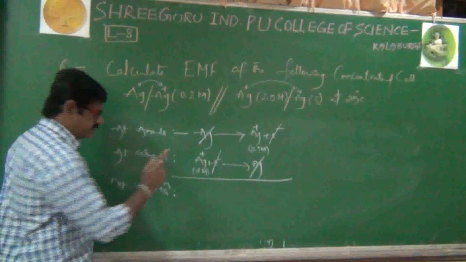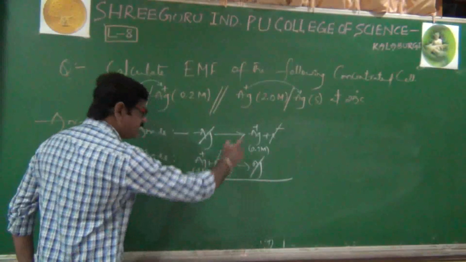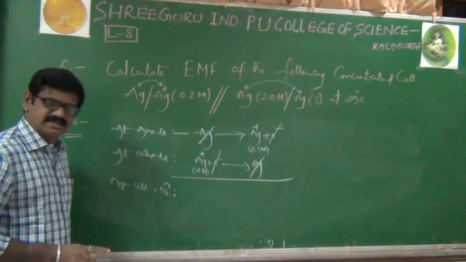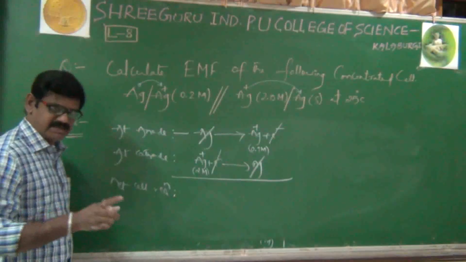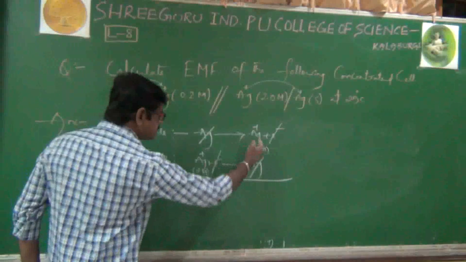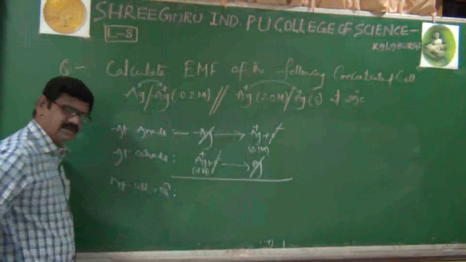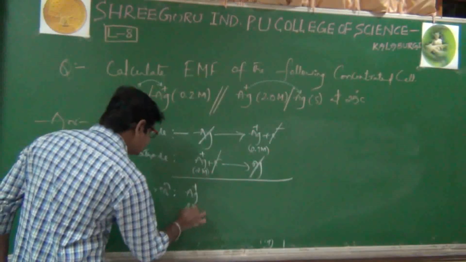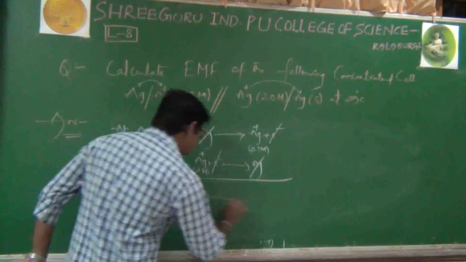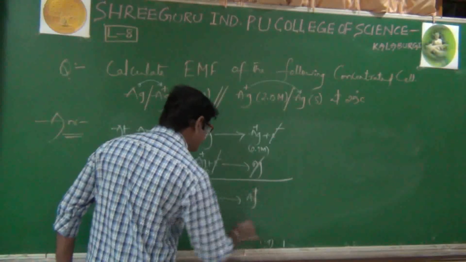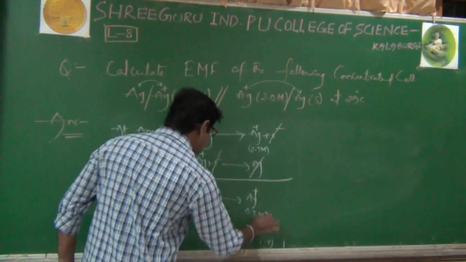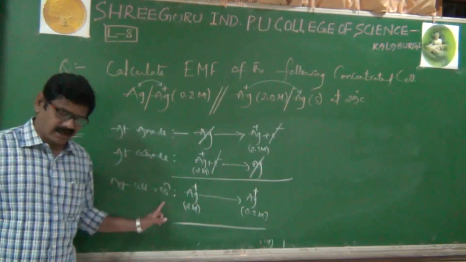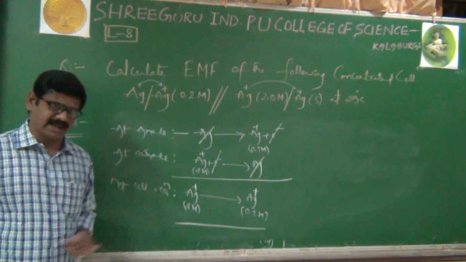But left side Ag plus ion is there, right side also Ag plus ion is there, but don't cancel Ag plus ion. Why? Because concentrations are different to each other. That's why I will write as it is: Ag plus, whose concentration is 2 molar, gives Ag plus, 0.2 molar. This is the net cell reaction, nothing but the overall cell reaction.